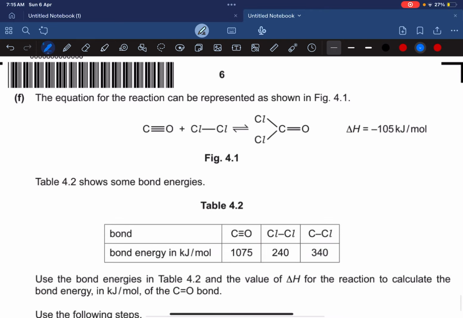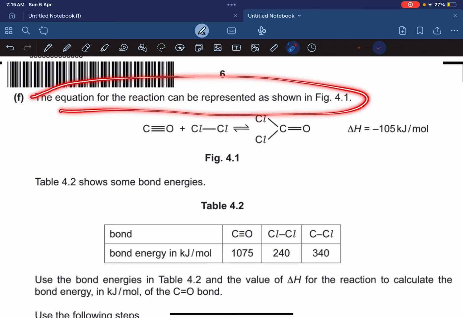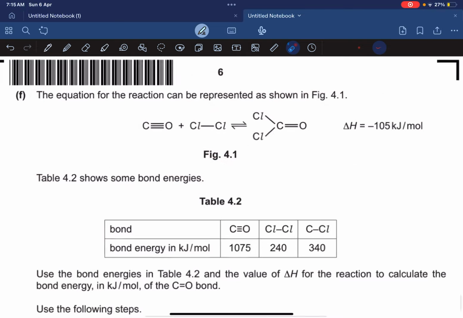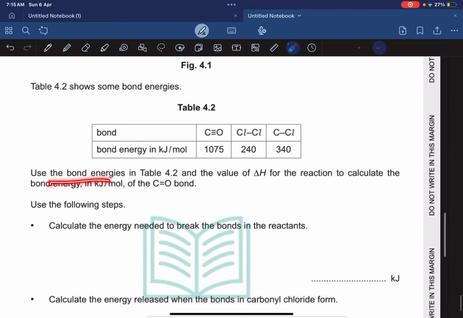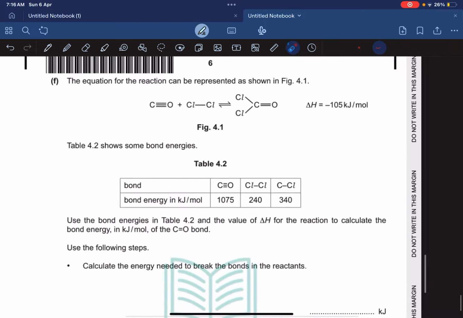Okay, let's move on. The equation for the reaction can be represented as shown in figure 4.1. Okay, this is the equation. Table 4.2 shows some bond energies. Use the bond energies in table 4.2 to find the value of delta H for the reaction, and to calculate the bond energy in kilojoules per mole for the carbon oxygen double bond. We don't have the value for that bond. Basically, this is what is happening.